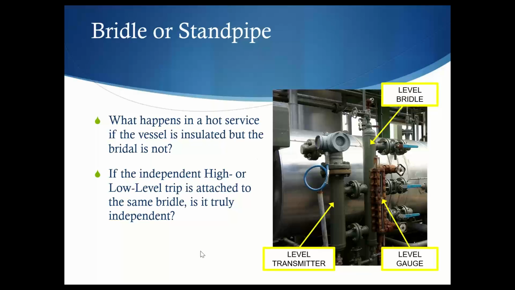The other question I had is around independence. In this case, you can see there's a level gauge, and there's the level bridle, and then you've got a level transmitter on the side of it. And what you might also have is a trip off the side of this. So if the independent high or low level trips attach to the same bridle, is it really truly independent? Now, in HAZOPs, I've seen people say, well, I've got one of each, so it's independent, no problem. Two different transmitters, one going to a safety logic, the other to a control system. So they're independent, but actually they're not, because if you get any sort of blockage in any of those common connections to the vessel, you'll also get common failure. So common cause failure you need to think about.